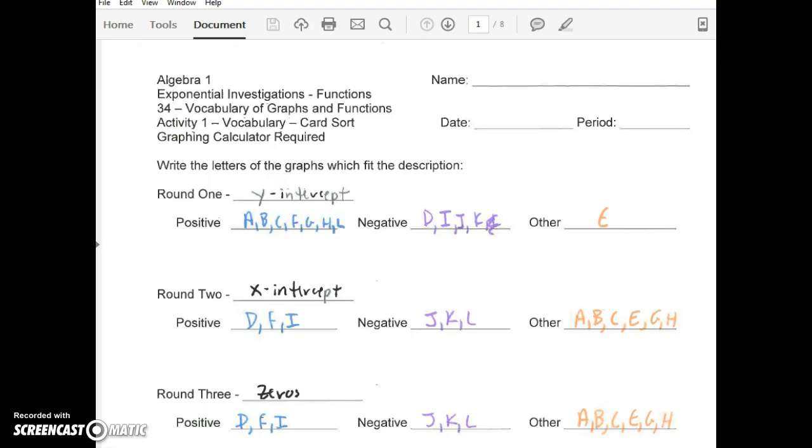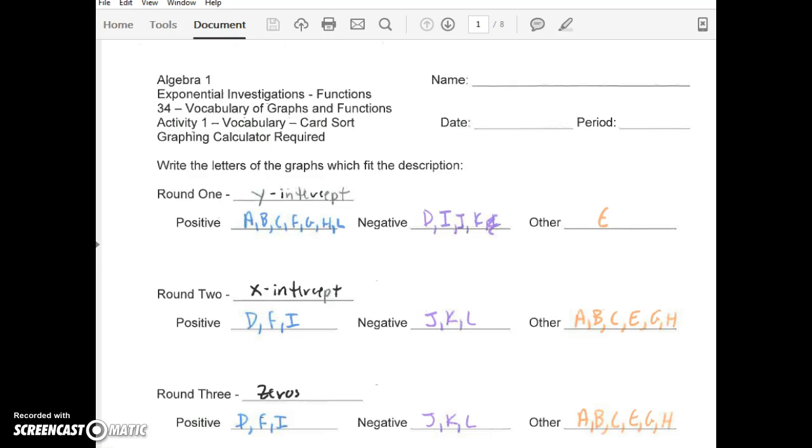In section 34, we're analyzing the graphs of exponential functions. We're looking for things like y-intercept, x-intercept, zeros, and also if the graph is increasing or decreasing, and some quick ways to be able to figure that information out quickly. So the first activity we did was a card sort activity.